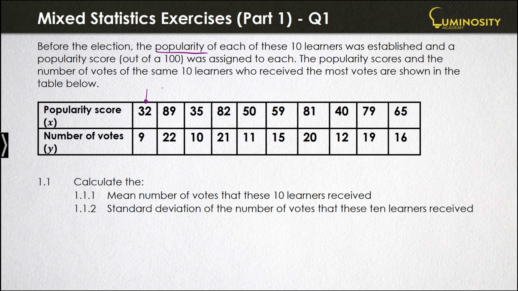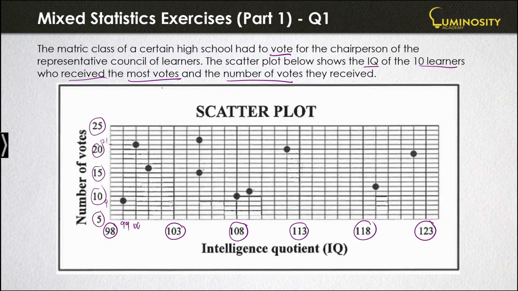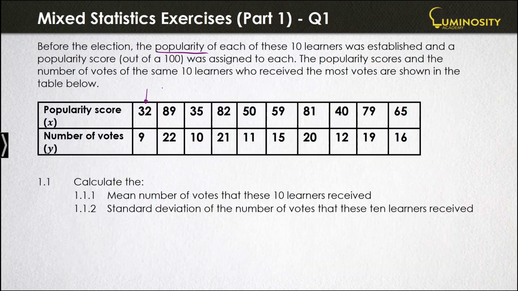So notice this table is telling us a different story than the scatter plot. The scatter plot is talking about your x being your IQ and your y being the number of votes. But over here, y is still your number of votes, but for those same people, instead of measuring your IQ, we're measuring your popularity score. So notice there are two different ways to measure those candidates: their IQ versus their popularity score.